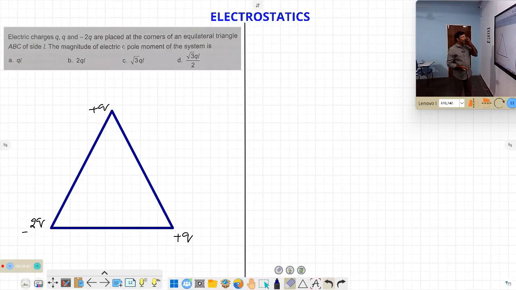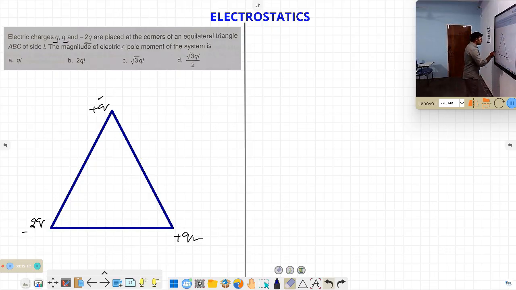Easily. They have given an equilateral triangle. In the equilateral triangle, we have taken three charges: plus q, plus q, and minus 2q, arranged at the three corners of the equilateral triangle. In this case, what is the magnitude of the electric dipole moment of the system?